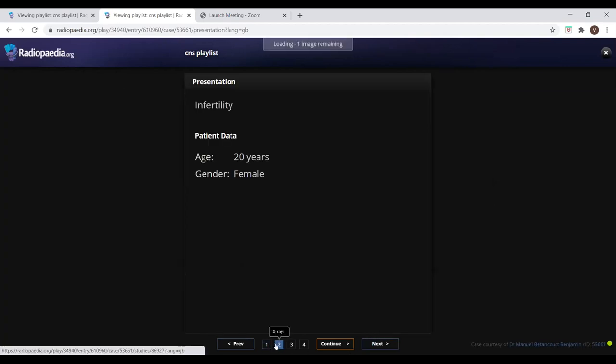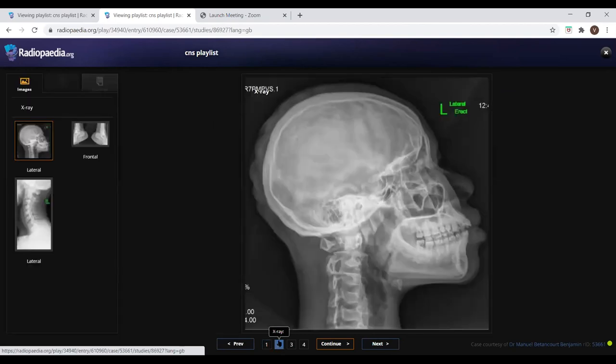So, a 20-year-old female with infertility. This is a lateral view of the skull of this 20-year-old female with infertility. I can see that there is widening of the sella of this patient. There is also thickening of the inner and outer tables of the skull.